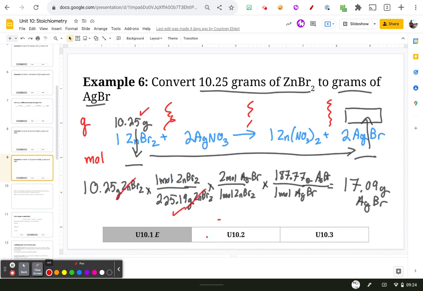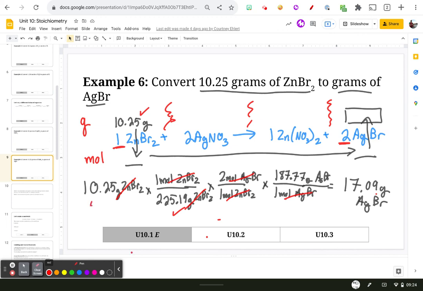Then I can go from moles of ZnBr2 to moles of AgBr. The 1 and the 2 are those coefficients. I know that for every 1 ZnBr2 that reacts, it produces 2 AgBr. Kind of like in your copper silver lab, you saw that you had that ratio of 1 to 2. For every 1 copper that reacted, it made 2 silvers. So then the moles of AgBr cancel out. Then I can go to grams of AgBr from the periodic table. That's just the molar mass.